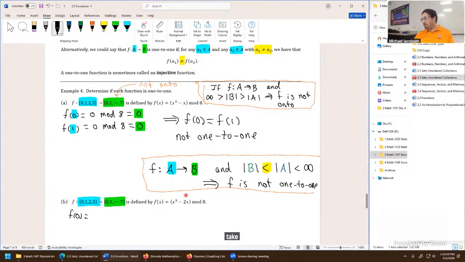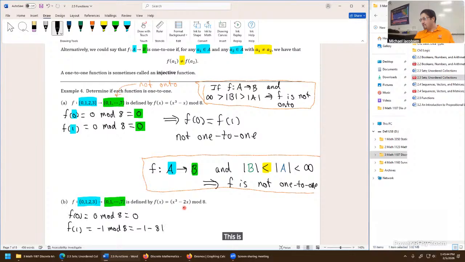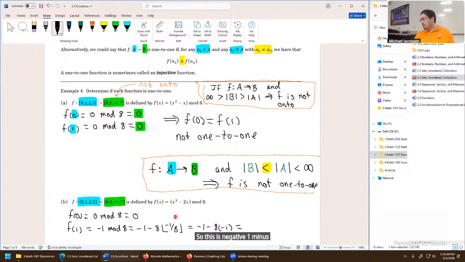Take f of 0, that's going to turn into 0 mod 8 once again, which is 0. Then throw in a 1. This will be a 1 minus 2. So this one is -1 mod 8. So I'm going to cite the definition on this one, the nice function. This is -1 minus 8 times the floor of -1/8. And same issue as we had before. That one is really just -1 itself, the floor of -1/8. So this is -1 minus 8 times -1. So that's an 8 minus 1 for an output of 7.